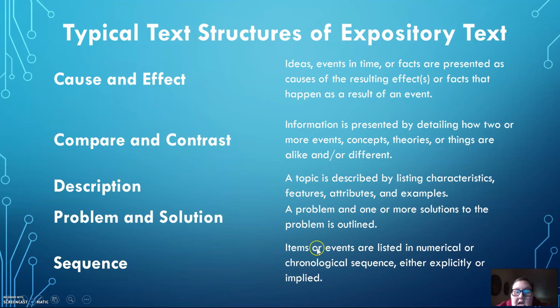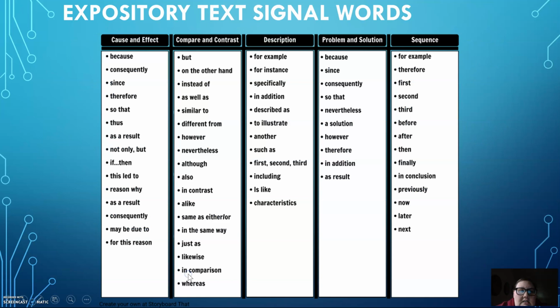Sequence: items or events are listed in numerical or chronological sequence, either explicitly or implied. I wasn't getting a sequence vibe from it because they started talking about different animals. They didn't talk about the sequence of events in an animal's life or the way animals fall asleep or hibernate or something like that. I didn't see anything like that, but let's look at our signal words.